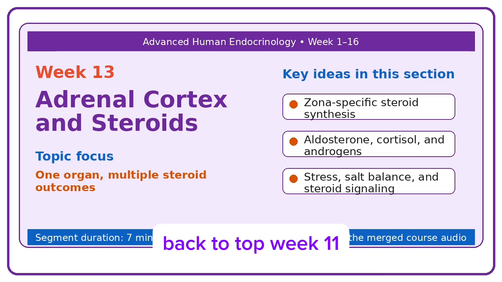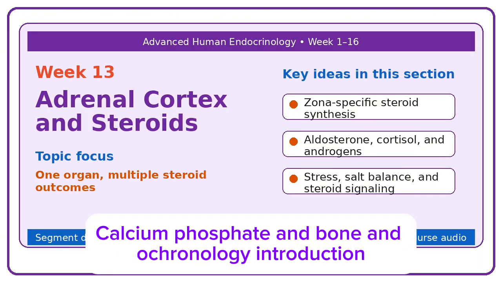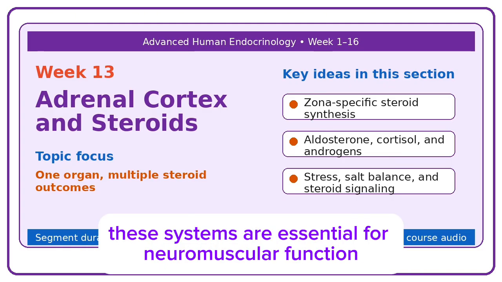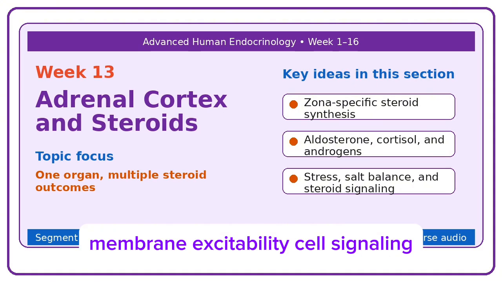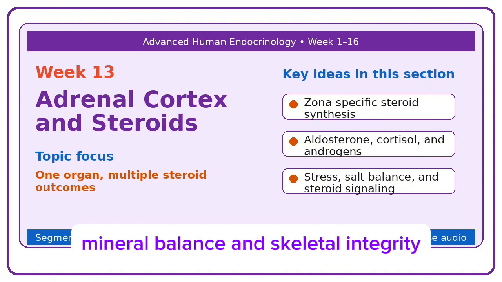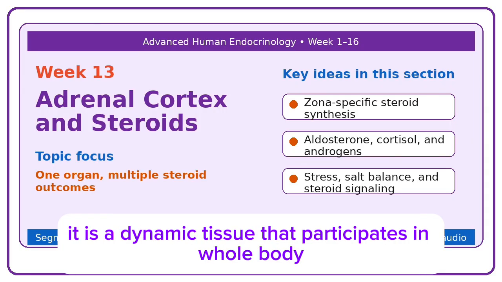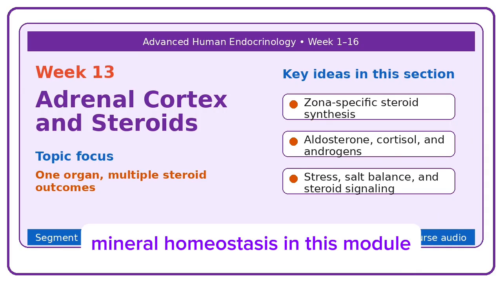Back to top. Week 11: calcium, phosphate, and bone endocrinology introduction. Calcium, phosphate, and bone physiology are tightly linked through endocrine control. These systems are essential for neuromuscular function, membrane excitability, cell signaling, mineral balance, and skeletal integrity. Bone is not simply a passive mineral storehouse. It is a dynamic tissue that participates in whole-body mineral homeostasis.